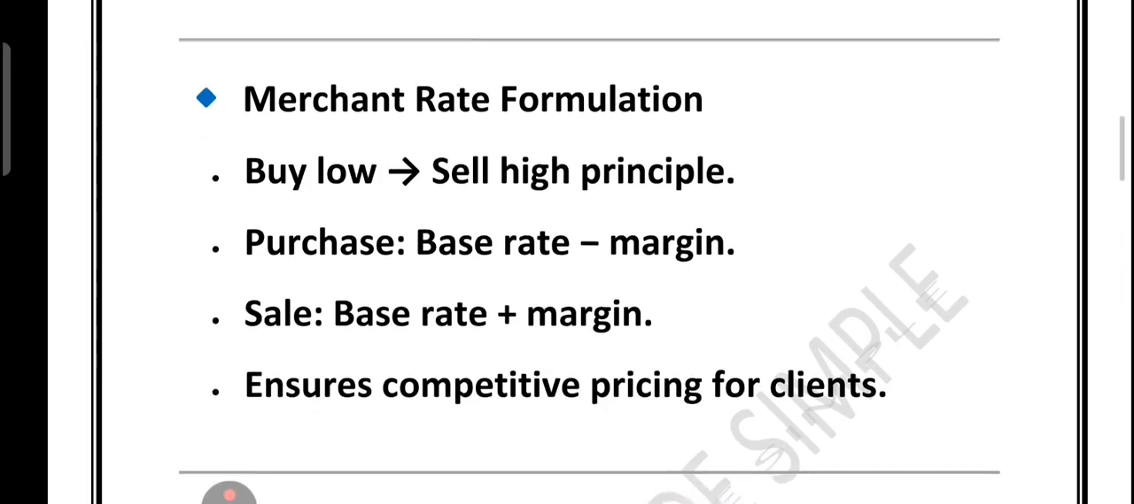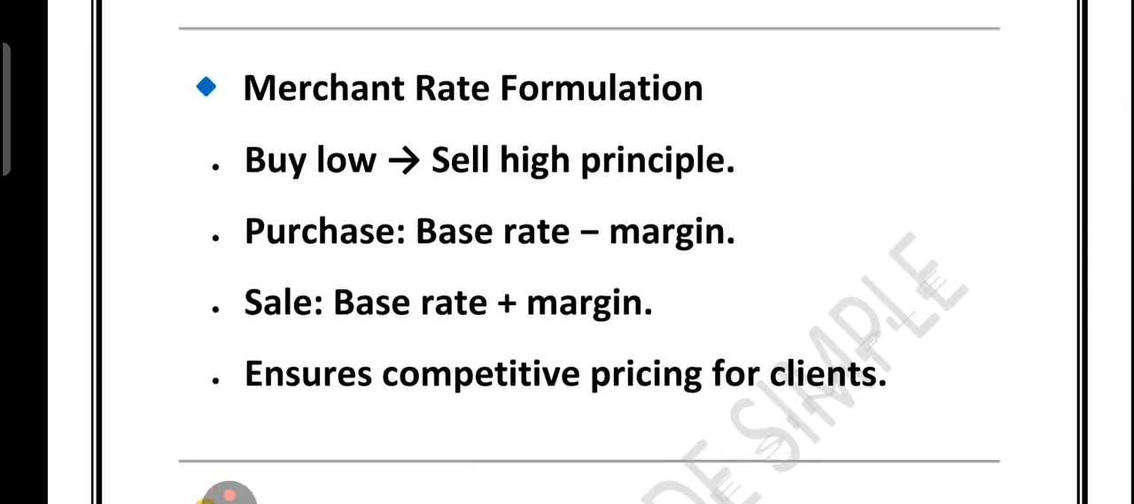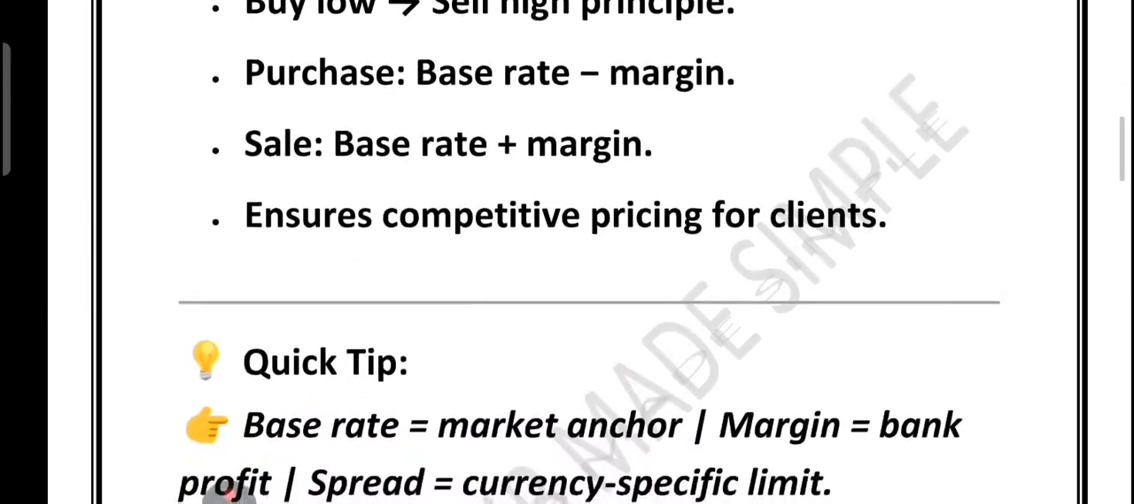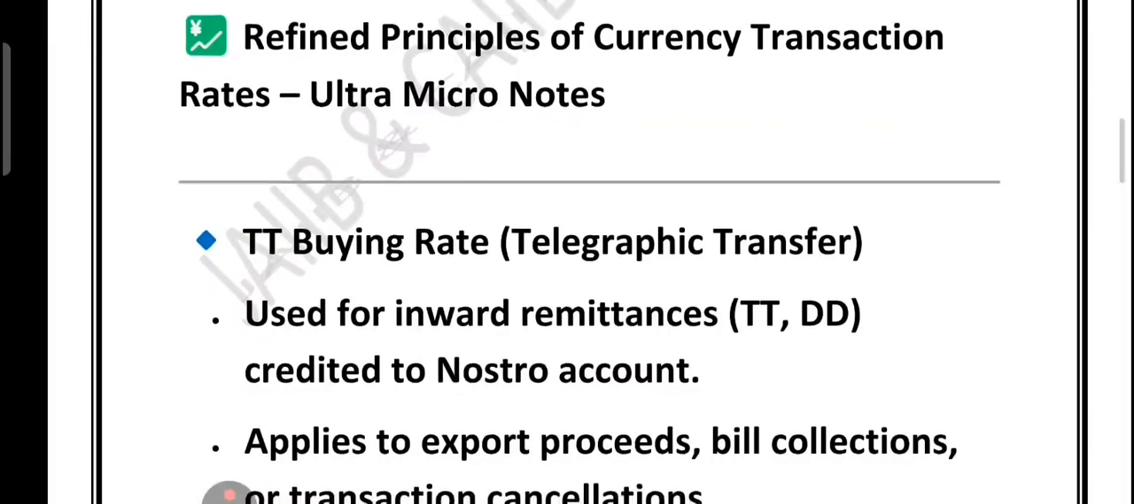Now let's talk about the merchant rate formulation. So it's basic simple, buy low, sell high. So if you have purchase transaction, then you take the base rate, you subtract the margin. Remember, the margin is always to be subtracted in the case of purchase transaction. And if it is a sell transaction, we take the base rate and we add the margin. So it ensures that competitive pricing for the client. So remember it.